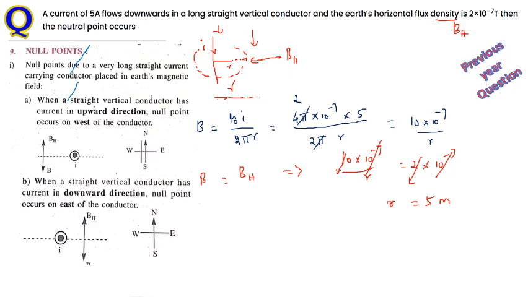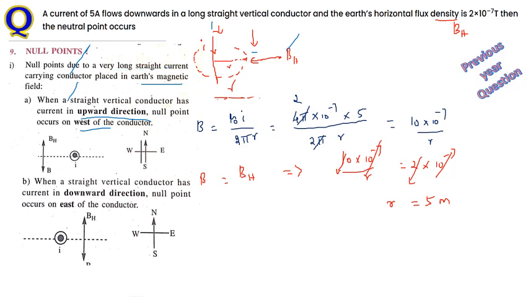See here, a null point due to a very long straight conductor. This is about a very long straight current carrying conductor placed in a magnetic field; this is the magnetic field already given. This is about the current, where it will produce the null point. When the current is passing through the conductor in upward direction, the null point will occur in the west. Similarly, when the current is passing in downward direction, the null point will be produced in the east direction. So remember these 2 points.